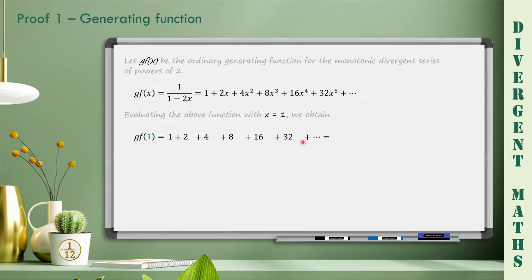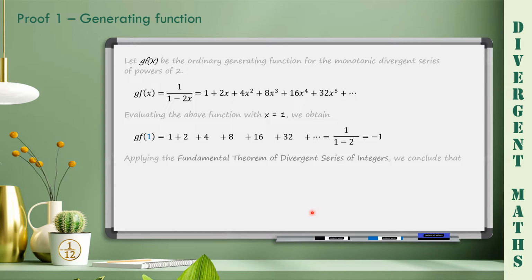It disappears here. We are left with the monotonic divergent series of powers of 2, started from 1, plus 2, plus 4, plus 8, etc. And on the right-hand side, it's 1 over 1 minus 2x, replace x with 1, 1 over 1 minus 2, 1 over minus 1, which is minus 1.